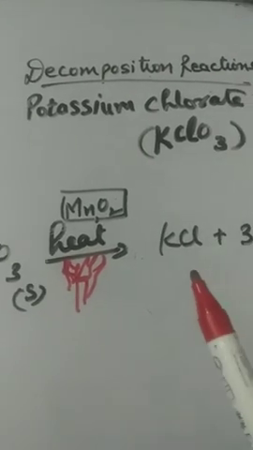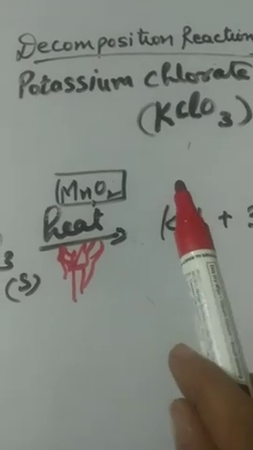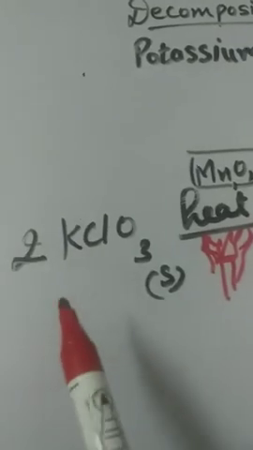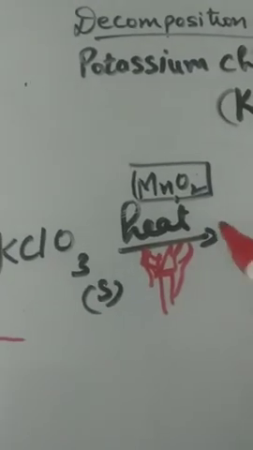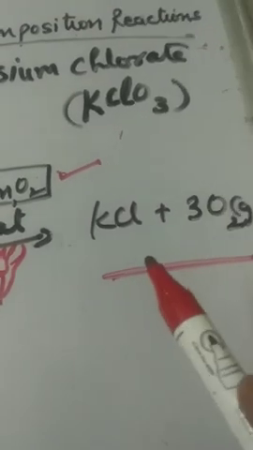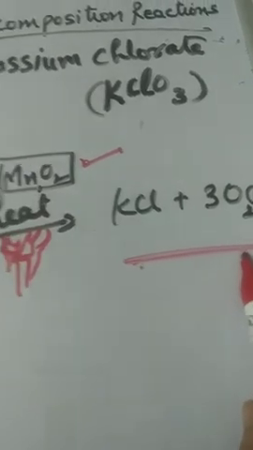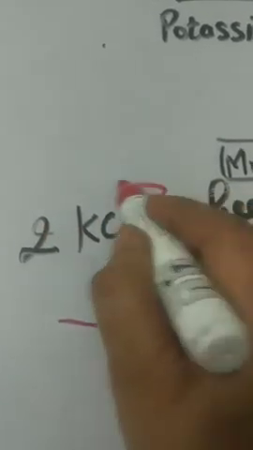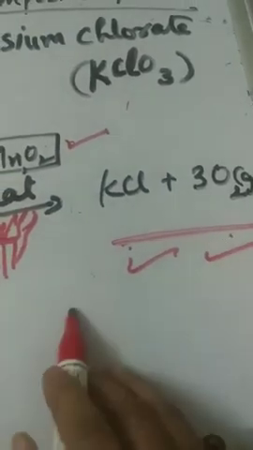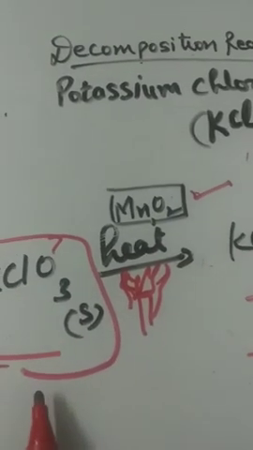Another example, potassium chlorate decomposition reaction. How does potassium chlorate decompose into 2 or more substances? Potassium chlorate, we will heat it in the presence of catalyst manganese dioxide. Then we get potassium chloride and oxygen gas will liberate. This substance, potassium chlorate, decomposes or breaks down into 2 or more substances. That's why this reaction is considered a decomposition reaction.